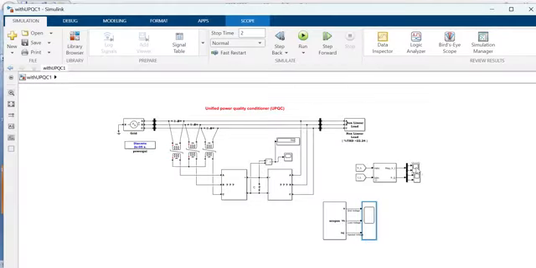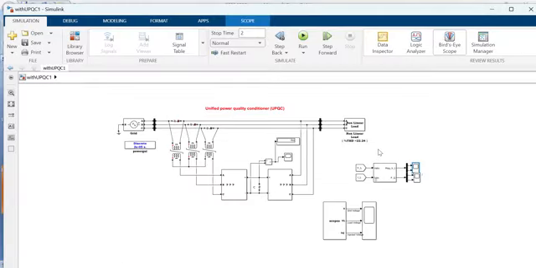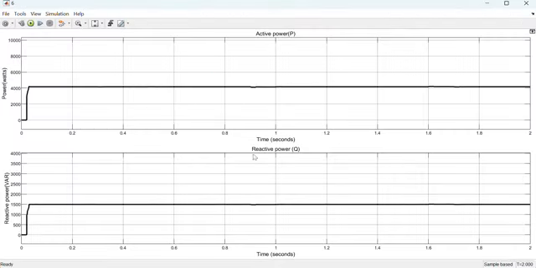The magnitude of voltage and current can be observed here. As we are using UPQC, the magnitude of voltage is constant. We have observed the voltage disturbances on the grid voltage side, but they are not reflecting on the output voltage side. So the voltage magnitude as well as current magnitude are constant. As well as here we can see real power and reactive power. Real and reactive power are also maintained constant because of using UPQC.